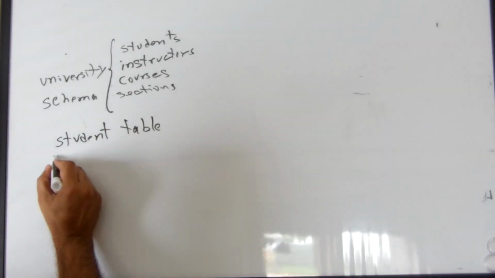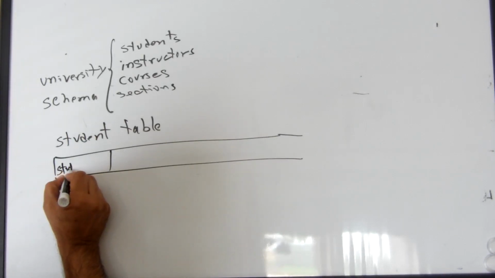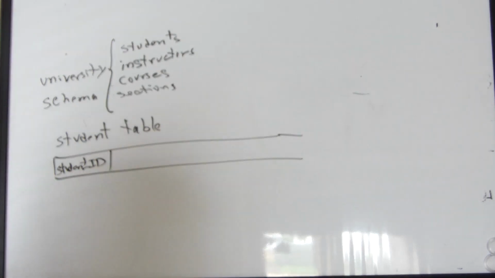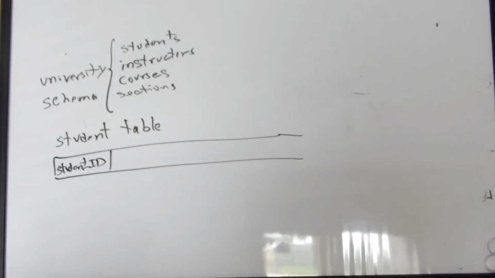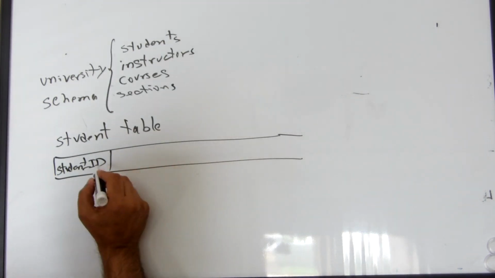So every company has to do this. For example, we're talking about a student here, a student table. What kind of information are you going to have in the table? Student ID. You want to keep track of the students: how many students there are, what their majors are, what their GPAs are, this kind of thing.